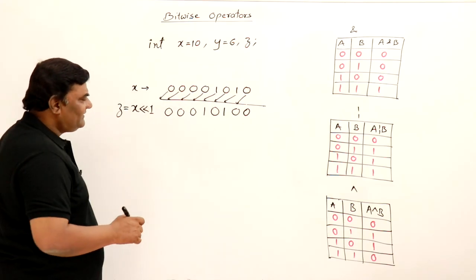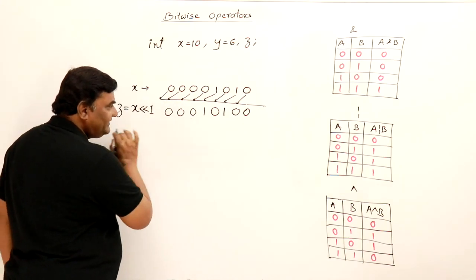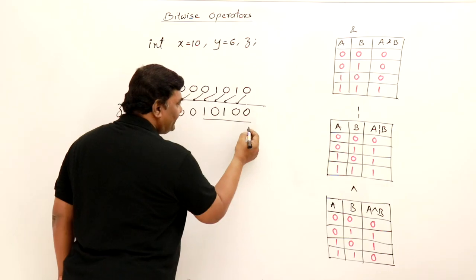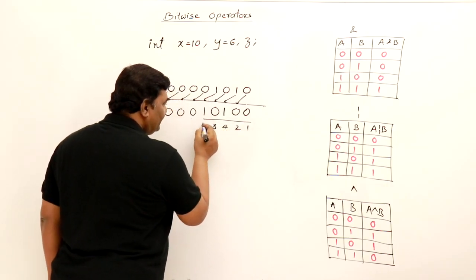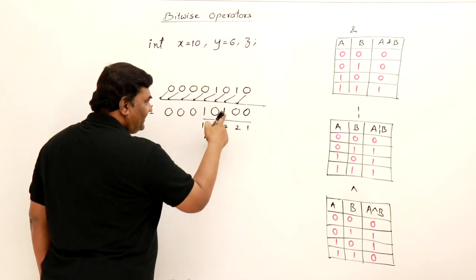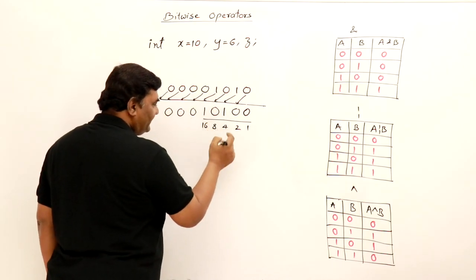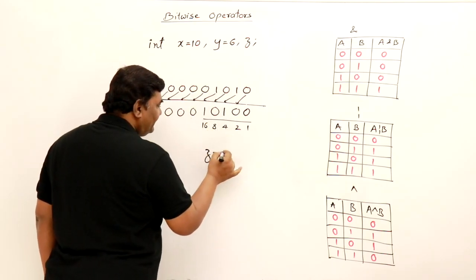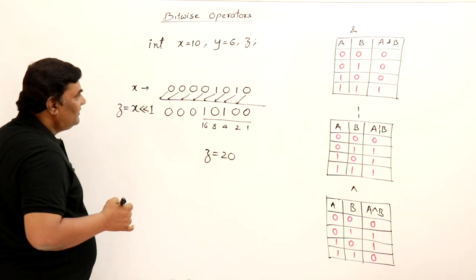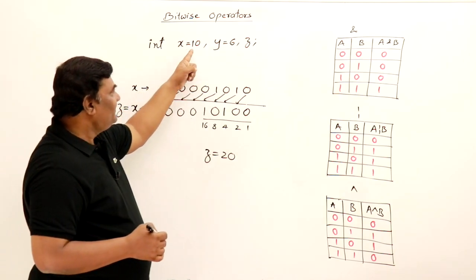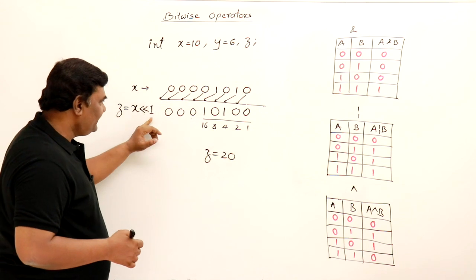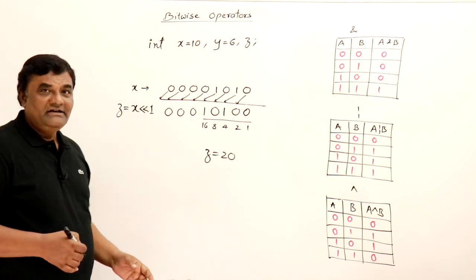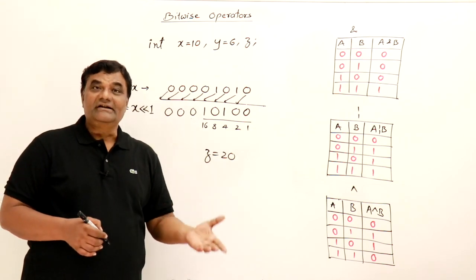Then what is the result? Let us look. All these are leading zeros only. So this is the binary number. How much is it? 1, 2, 4, 8 and 16. 16 plus 4, 20. So Z will get the value 20. So what has happened to the original number? The original number is 10 and we have left shifted by one place. So we got the result as 20. So this means the number is doubled.